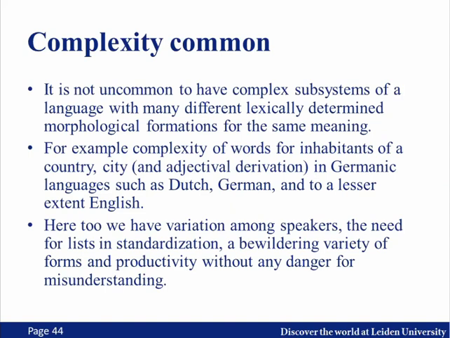Is it strange to have this kind of complexity? Well, I think it's not so uncommon to have complex subsystems of a language with many different lexically determined morphological formations for the same meaning. Actually, in Iraqw and a number of other Cushitic languages, we also have it for plural formation. All kinds of different plurals all mean the same thing, and can all be recognized as plural. We can make up new plurals, and they will be easily recognized as a plural, and they can live side by side.